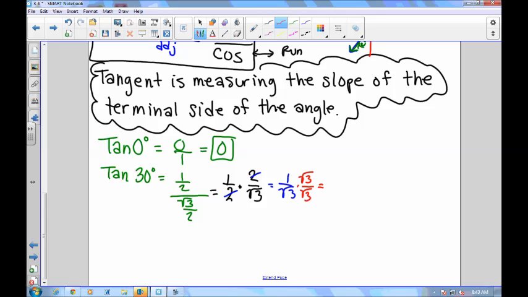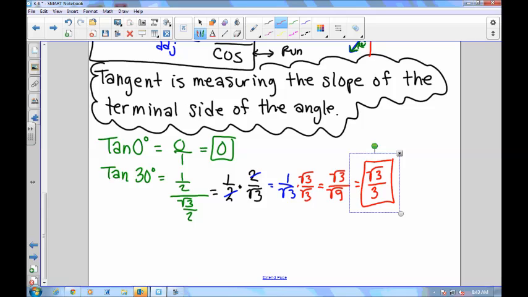So if we times those, in the numerator we get root 3. In the denominator I get root 9, which is a perfect square because 3 times 3 is 9. Noah, what's the square root of 9? 3. So now the root is on the top, and the denominator is good to go. So the tangent of 30 degrees, that was the hardest one. All the other ones are pretty nice.